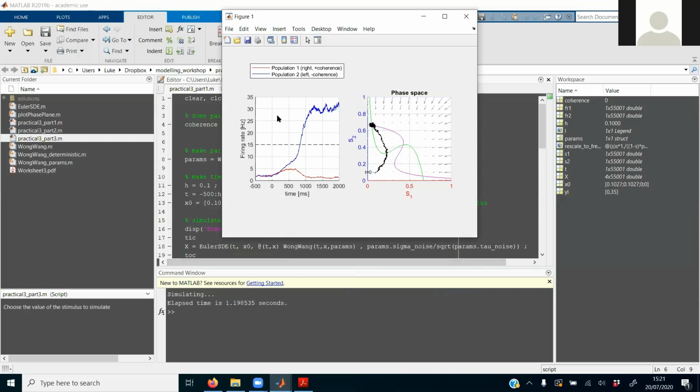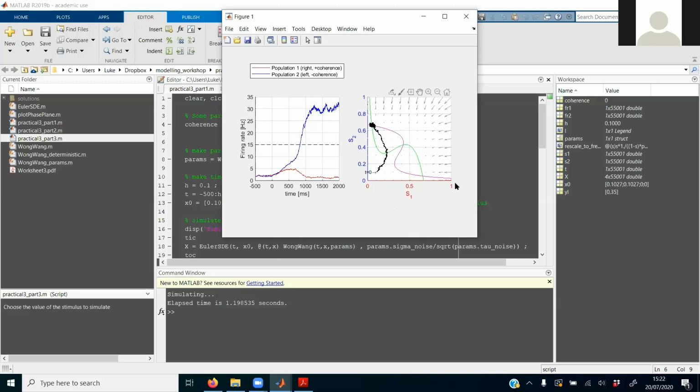So on the left plot, we've got our 2 populations. Right is red and left is blue. You should see the firing rate of the populations, and in this case blue has won because the threshold is 15 Hertz and the blue population, left, has gone high. So in this case they guessed left.